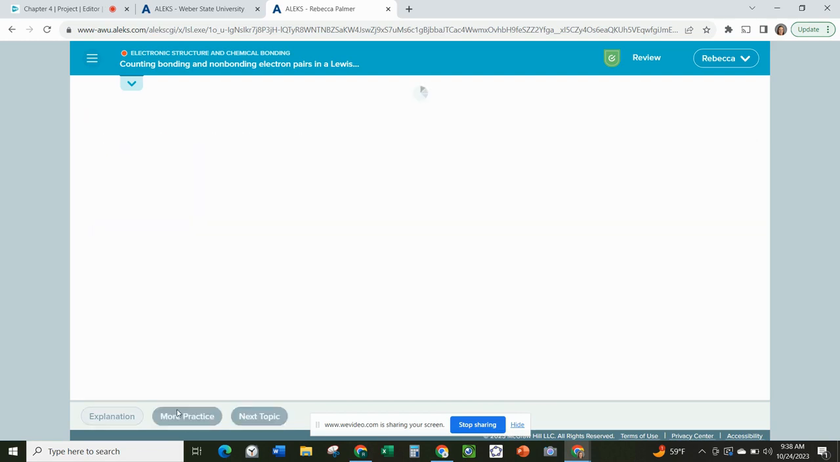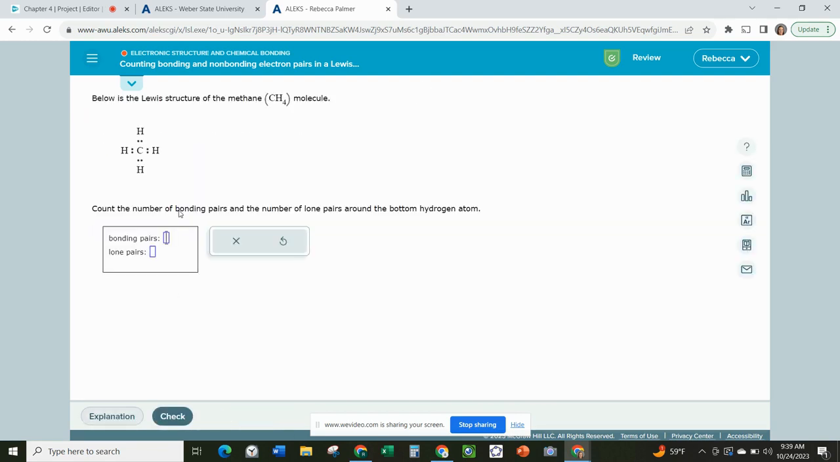Oh, it's kind of the same as the last one. Count the number of bonding pairs and the number of lone pairs around the bottom hydrogen. So here's hydrogen. The only electrons it has is this pair. This pair is forming a bond between the carbon and the hydrogen. They're sharing. If we're showing it between the two atoms, they're sharing. So there's one bonding pair on that hydrogen. And then we look around this hydrogen. Is there any lone pairs? No lone pairs around this hydrogen. So 0.